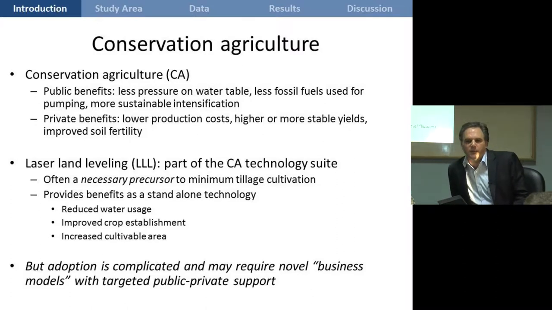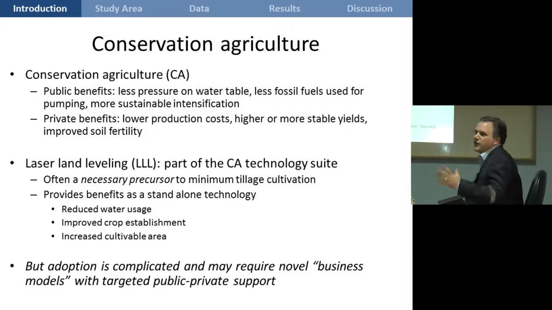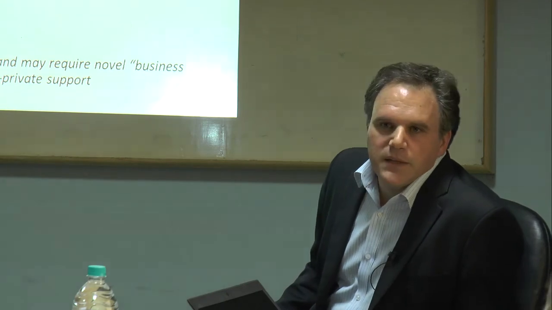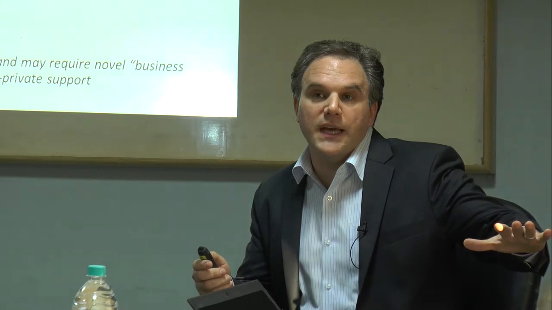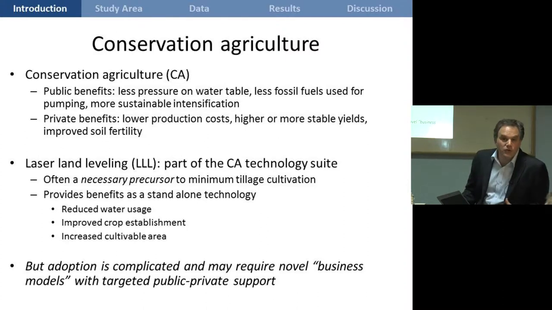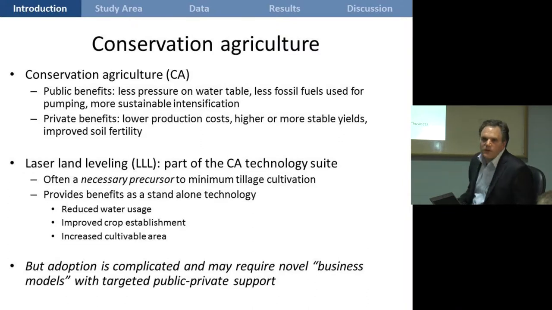So one of the solutions put forward by our agronomist friends is conservation agriculture, which is sort of a class of technologies that's designed to reduce extraction of water from the water table, from the aquifer, by ensuring that there's always sort of a cover of soil on the land, a cover of crops or soil or residues on the land, and ensuring that nutrients and water remain in the soil. It's one of several technologies that have been explored to address this problem of groundwater extraction. The public benefits are quite obvious: less pressure on the aquifer, less fossil fuels used for extracting water with a diesel pump, more sustainable intensification. And the private benefits are generally related to cost savings in production. There are also some benefits associated with yields over time, and of course, improved soil fertility.